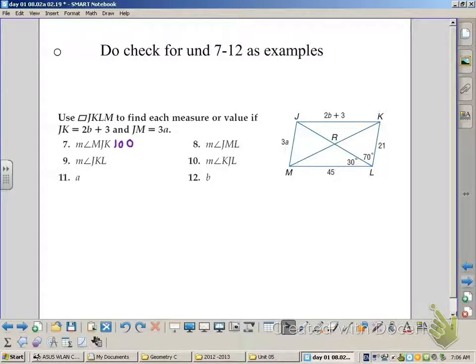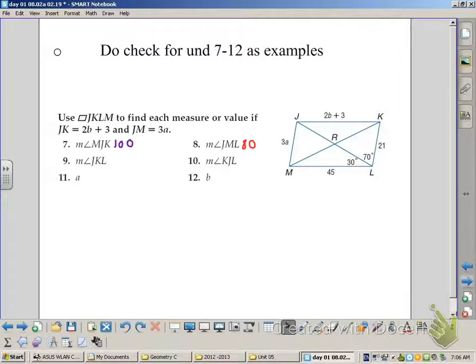Angle JML. That's also an angle of our parallelogram. We just found out that angle L was 100 degrees. This one is not opposite angle L, it's consecutive or next to angle L. So how big would it be? What was our property about the consecutive angles? If you need to, look back in your notes. We said that they were supplementary, so if angle L is 100, then 100 from 180 should leave us with 80 for angle JML. Let's go on to number 9.